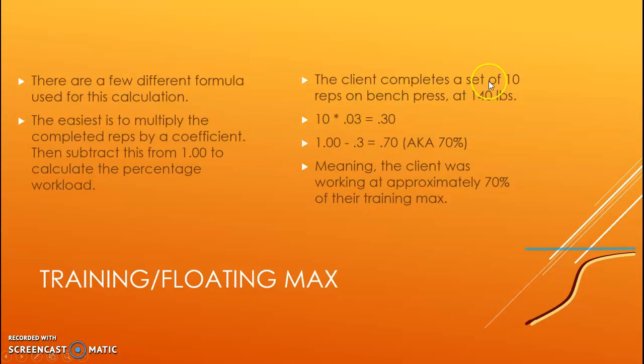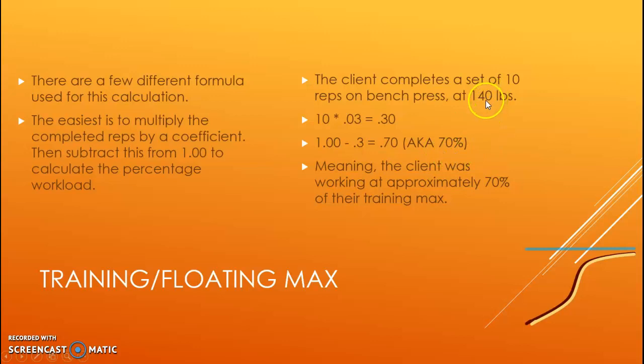So a person does a set of 10 on a bench press, right? And they're doing 140 pounds. So if they're doing 10 reps, you take that coefficient 0.03 times 10. I'm sorry, I know you probably thought you'd never have to have algebra again in your life, but here it is. So you have sets of 10, and you have 0.03 per rep. That gives you 0.3. So you go 1 minus that 0.3 equals 0.7, or 70%. So if you're doing sets of 10, and please, if you take nothing else away from this presentation, just remember sets of 10 are usually done at about 70%.